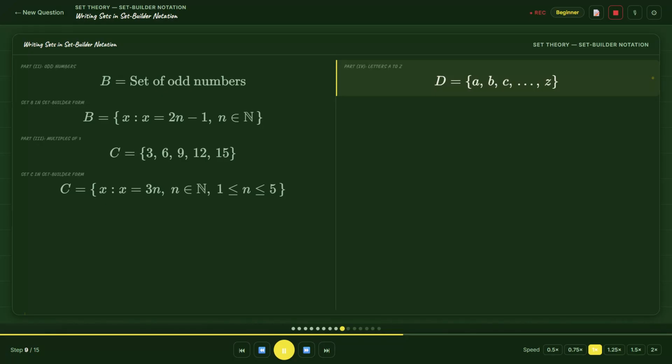Set D has all the letters from A to Z. That's every letter in the English alphabet. So our rule is very simple. X is a letter of the English alphabet.